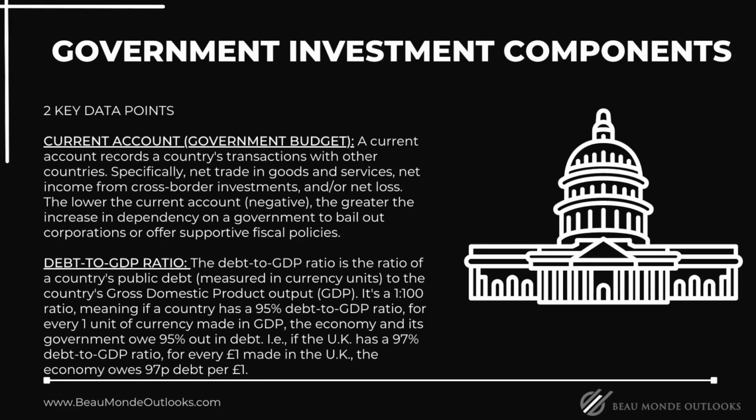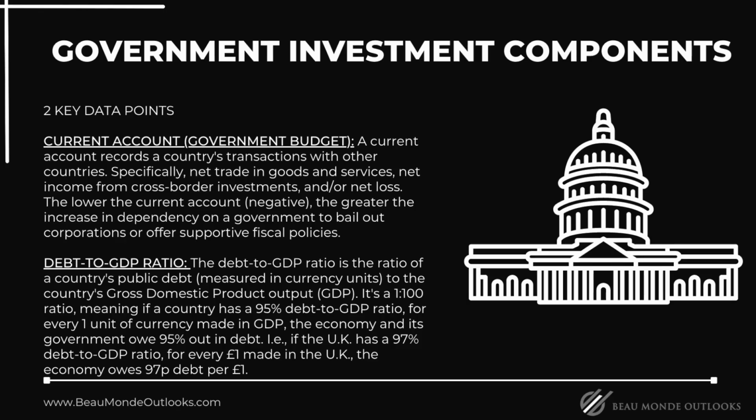Government investment components. There are two key data points: current account and debt to GDP ratio. A current account records a country's transactions with other countries, specifically net trade in goods and services, net income from cross-border investments, and/or overall net loss. The lower the current account, i.e. the more negative the current account is, the greater the increase in dependency on a government to bail out corporations or offer supportive fiscal policies to consumers within the economy to encourage spending once again.